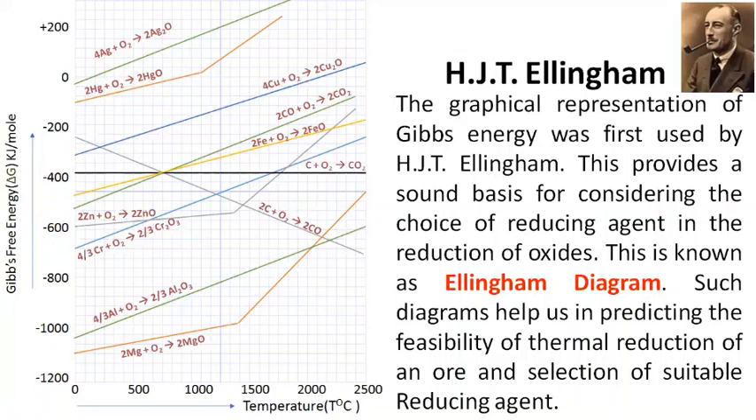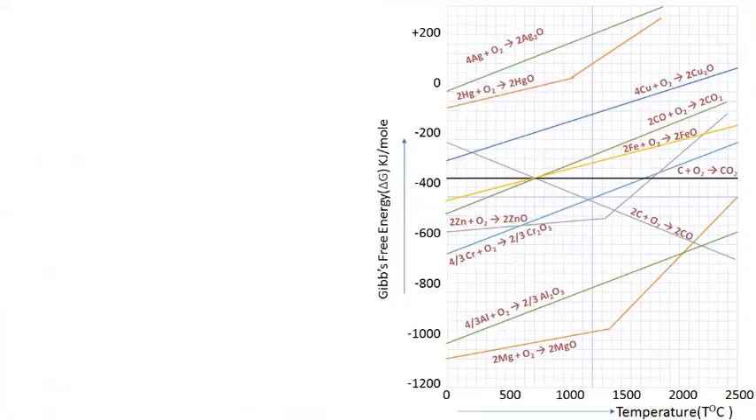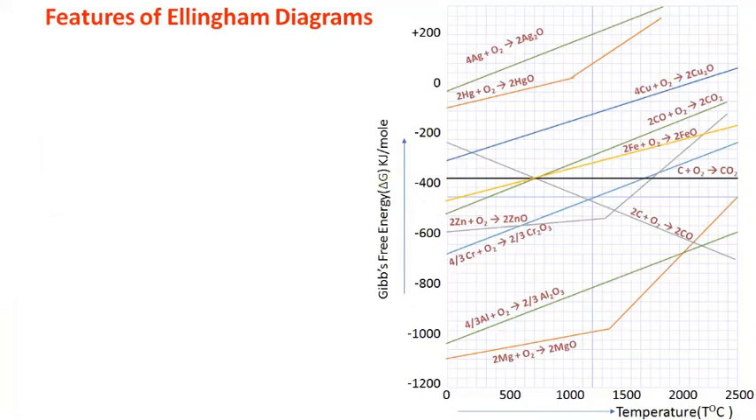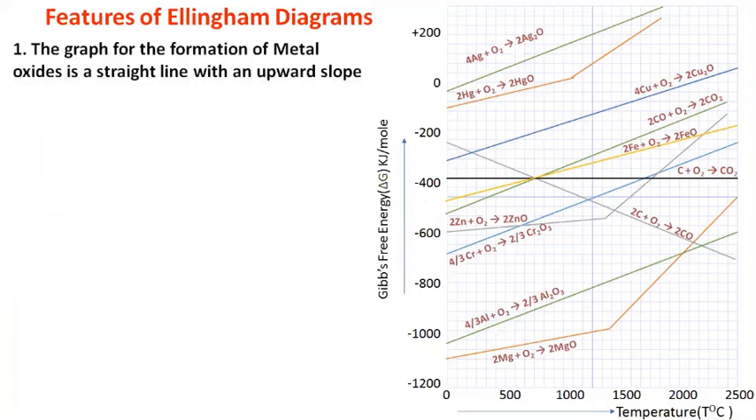Now let us go for the other aspects of Ellingham diagrams. So this is Ellingham diagram. We are seeing the features of Ellingham diagrams. The first feature: the graph for the formation of metal oxides is a straight line with upward slope. So here, starting from magnesium, formation of magnesium oxide, aluminum oxide, chromium oxide, zinc oxide, iron oxide, copper oxide, mercuric oxide, silver oxide.